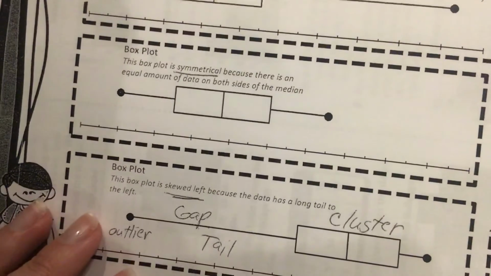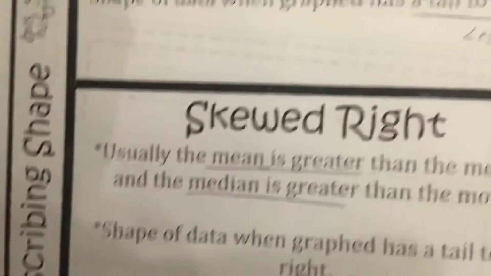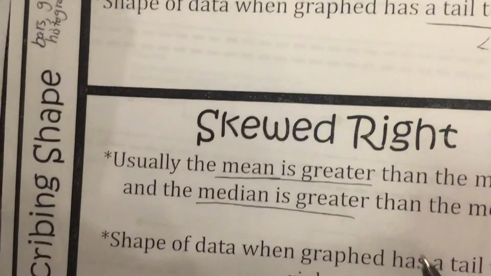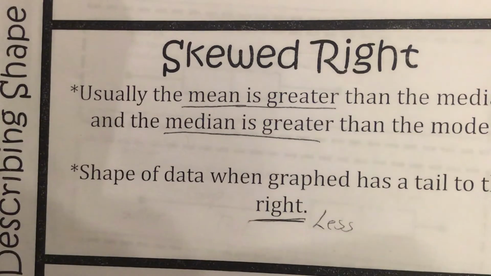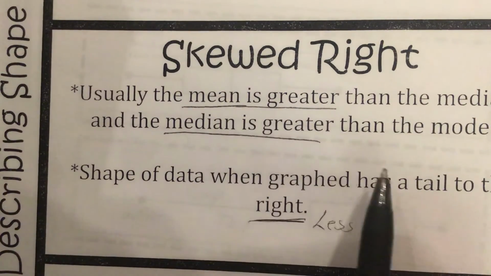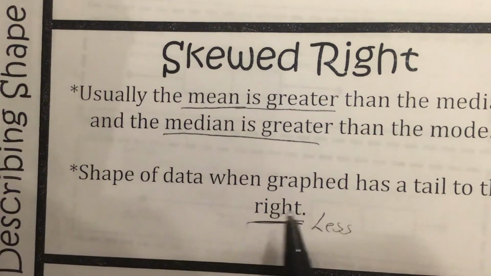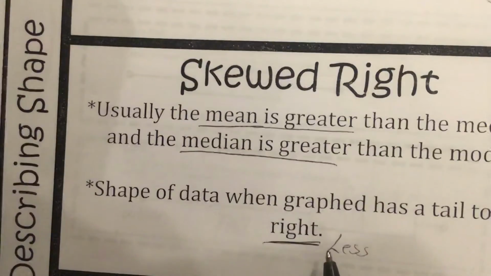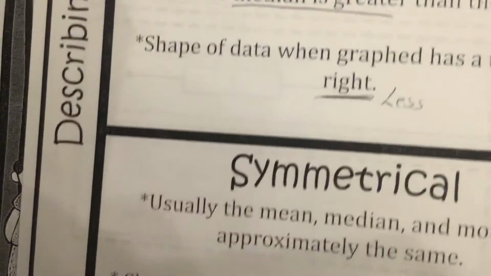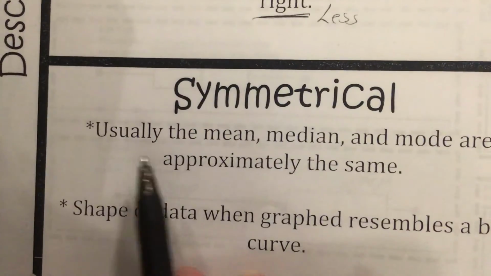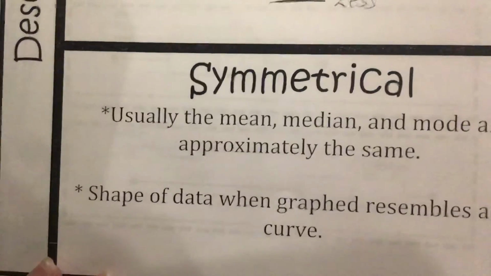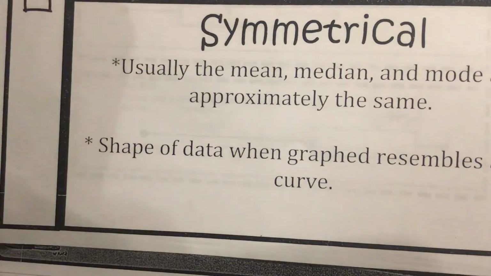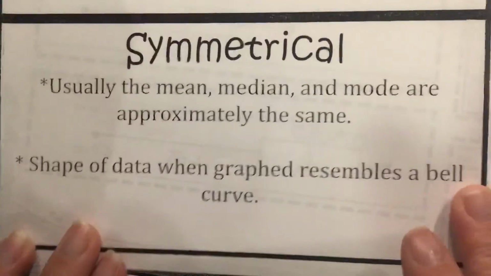Okay? When you're looking at measure of shape, make sure you know the difference between skewed right and skewed left. Go back to the sheet. It says when it's skewed right, usually the mean is greater than the median, and the median is greater than the mode. The shape of data, when graphed, has a tail to the right. Symmetrical: usually the mean, the median, and the mode are approximately the same. The shape of data, when graphed, resembles a bell curve. Okay?